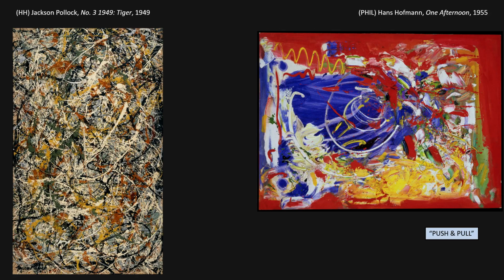And Hofmann is known for a theory laid at the center of his teaching, which is called the theory of push and pull. And what the push and pull theory was for him, the way he taught it, was that with every painting, there exists a tension, visual tension, between the flat surface of the picture and the illusion of depth, right?